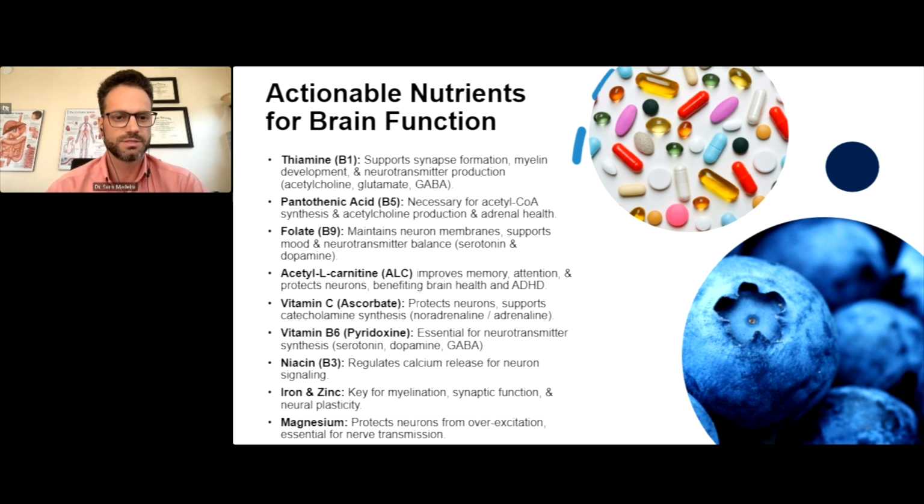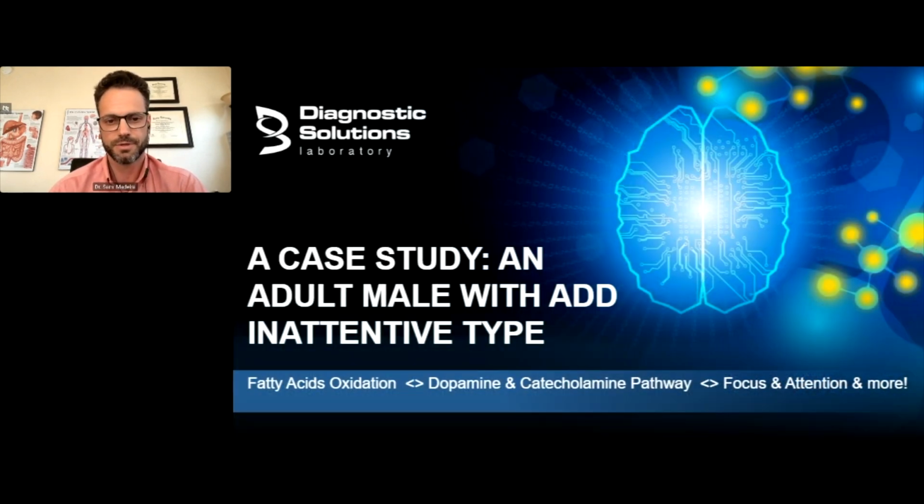Magnesium, most people, as you all probably know, are deficient in magnesium and zinc, and a lot of people have iron deficiency. So how does that play into brain function and focus? Hopefully we'll dive into this in our case study.